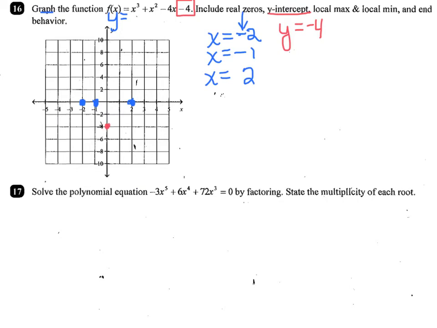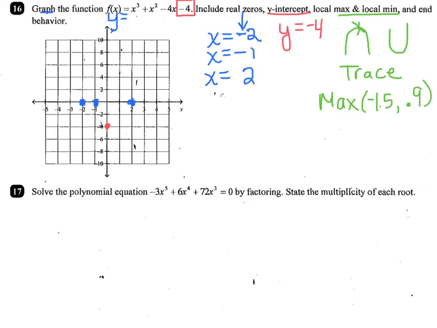Now the local max and the local min. The local max is where it looks like a hill on the graph. The local min is where it looks like a valley. So if you hit the trace button, you can make the little cursor go to the very top of the little hill. And when you do that, at the bottom of the screen for the max, you'll see it's about negative 1.5 for the x, and for the y, it's about 0.9. So that means in between those two zeros, it's up almost 1.